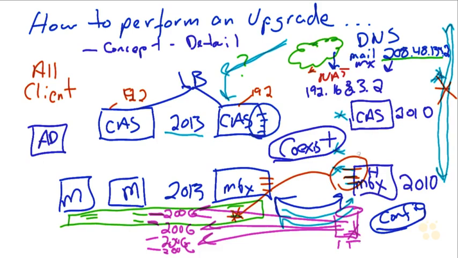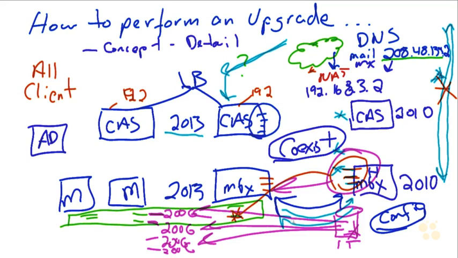So we've done mailboxes and our public folders. What's the last major piece to this concept? Well, it's getting rid of the old environment. When you've gone through the plan that I'm going to show you and completed your migration, now it's time to get rid of the old environment.